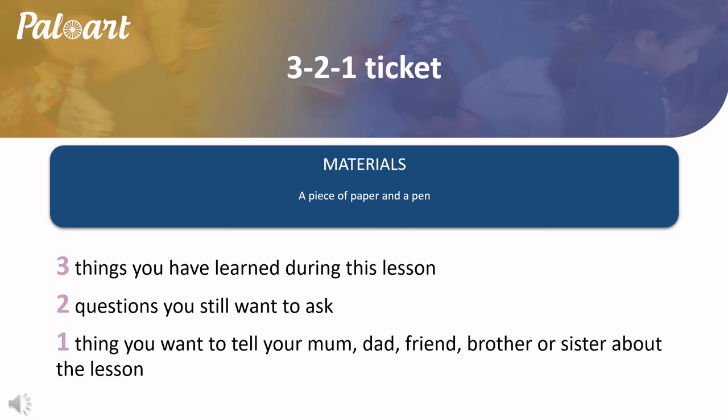The students write down on a piece of paper 3 things they have learned in this lesson, 2 questions they would like to ask after this lesson, and 1 thing they would like to tell their mom, dad, friend, brother or sister about this lesson. They then hand the ticket to the trainer when they leave the classroom. The trainer can provide insight into the learning process of the learners and can pick up on the learners' answers if relevant in the next lesson.